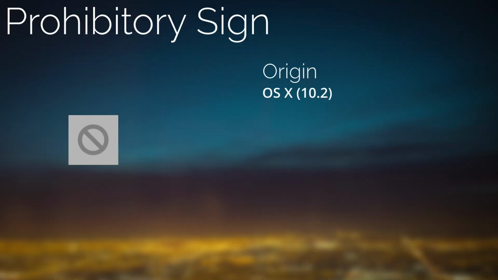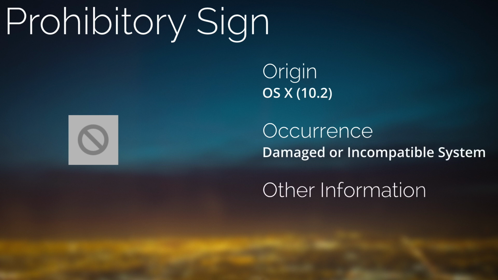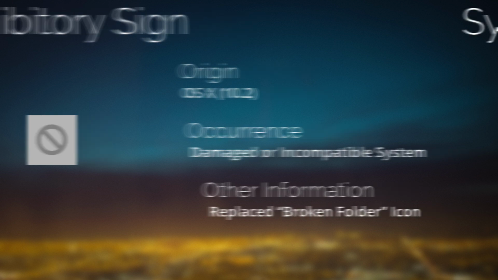So there's some other little death screens we don't always want to see. In 10.2, we got the Prohibitory Sign, which some people call the Ghostbusters symbol, and this basically means your system is damaged or there's some incompatible components with it that are causing it not to boot properly. This type of error actually existed earlier than 10.2, but graphically it showed a broken folder icon. Personally, I think the Ghostbusters symbol is way cooler.